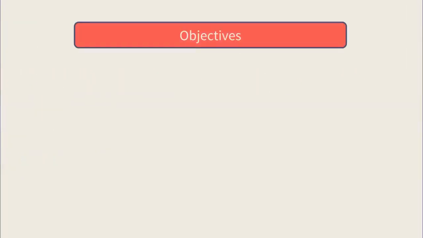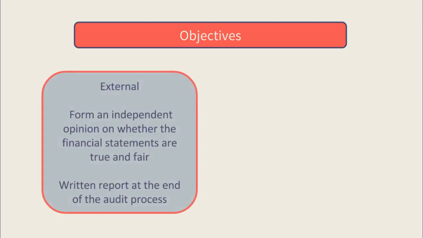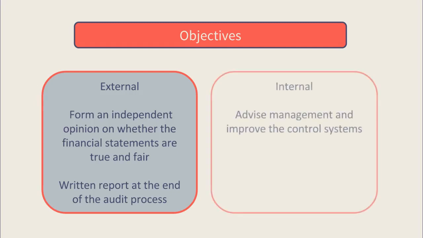The objective of the external auditor is to form an independent opinion on whether the financial statements are true and fair. This is provided in a written report at the end of the audit process. The objective of an internal auditor is to advise management and improve the control systems.